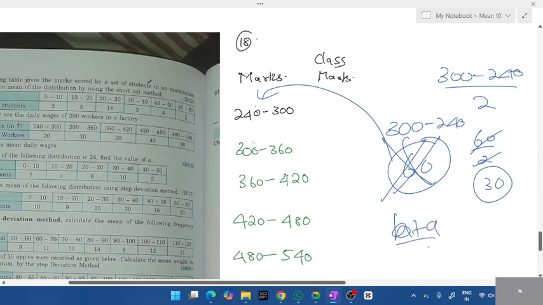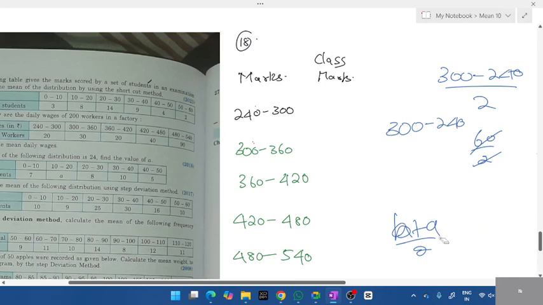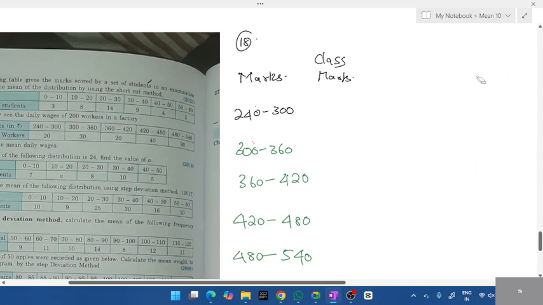b plus a divided by 2. You can use this formula or b minus a divided by 2. Second one minus first one divided by 2, you will get 30. So 30 is the difference between 240 and 300. If you find the difference for one value, that is enough, 30. Add with this 240 plus 30, 270. How much is plus 30? 330. Okay, I've taught you the method.